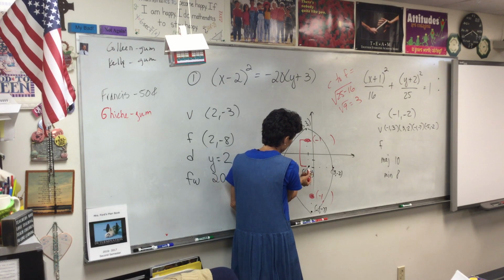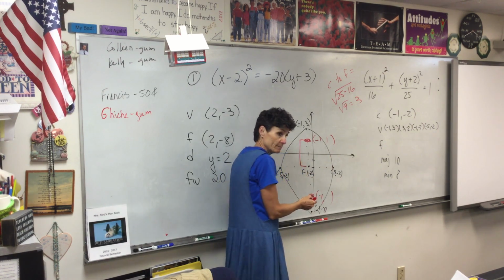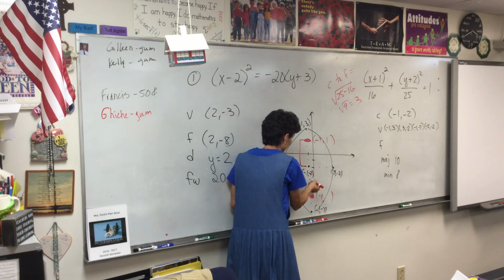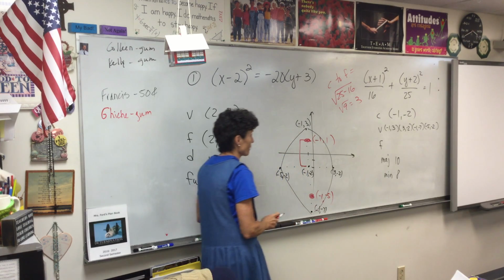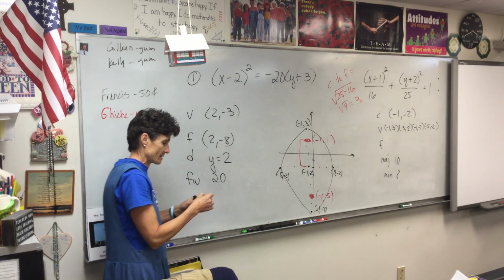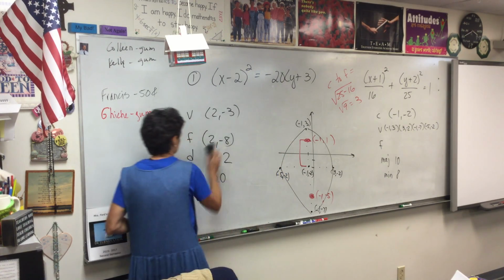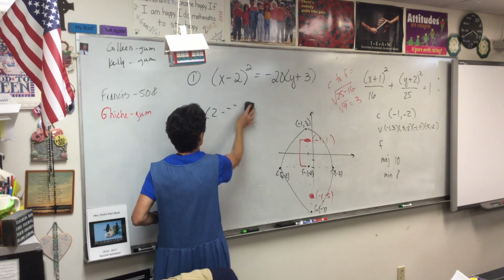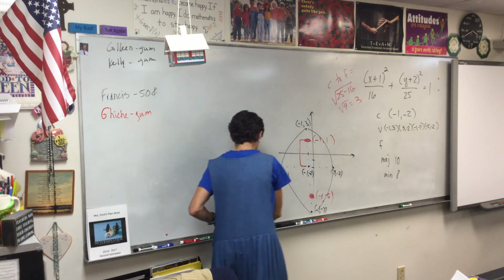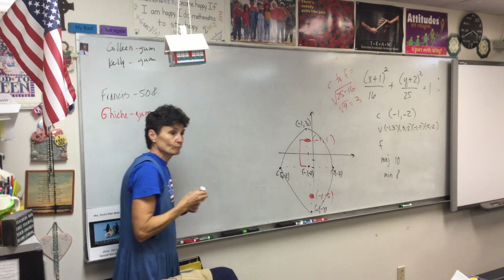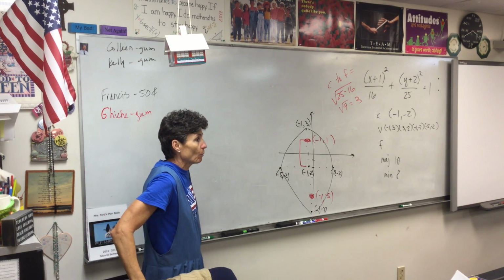So where would I be if I started here and went up 3? -1, 1. And what if I go down 3? -1, -5. Perfect. Those red things are your focus points. You are done with problem number 2. All right. Anything about that one?